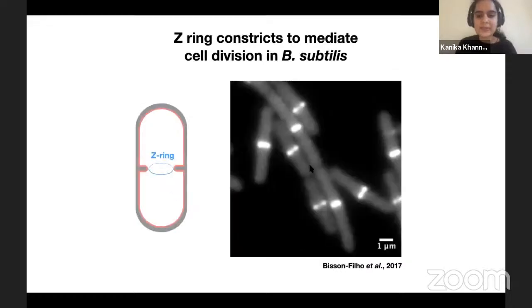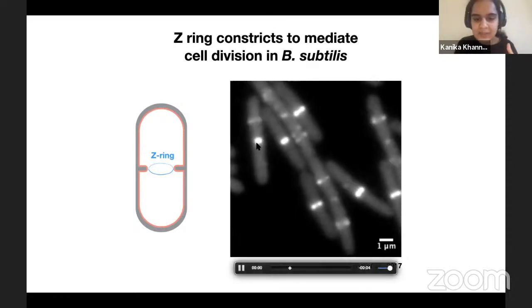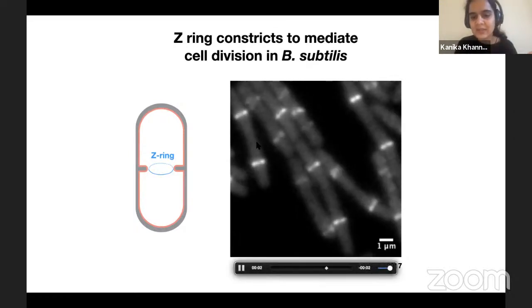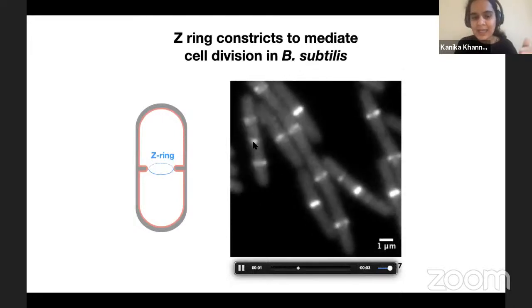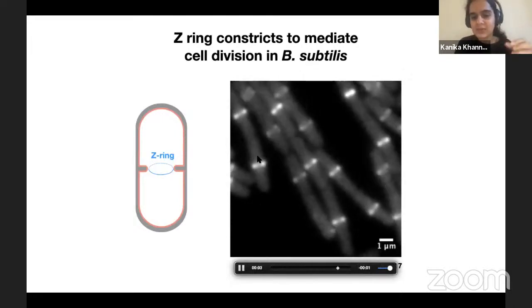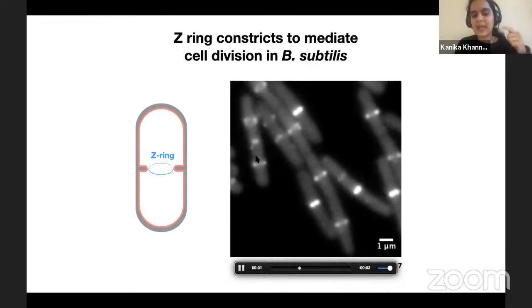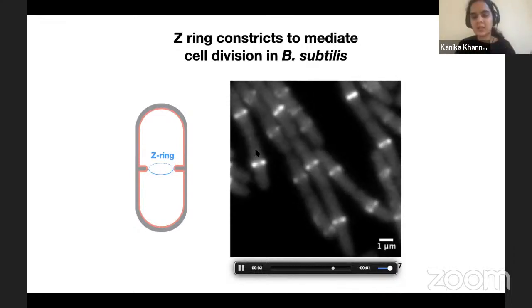This is a time-lapse movie which I'm going to show, and you can see FtsZ, which has been fluorescently tagged. If you look at any one of the cells as the time-lapse goes through, you will see how the process is initiated in space and time. If you concentrate on this cell, the Z ring first constricts, and as the Z ring constricts, the cell divides into two, and then new Z rings are placed at the new daughter cells, which are going to divide further.